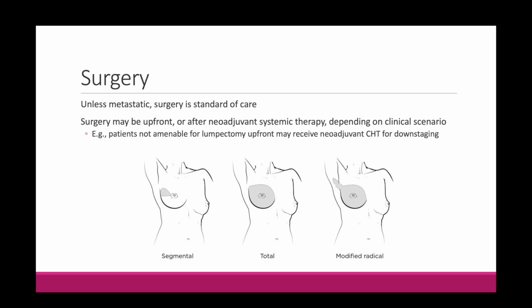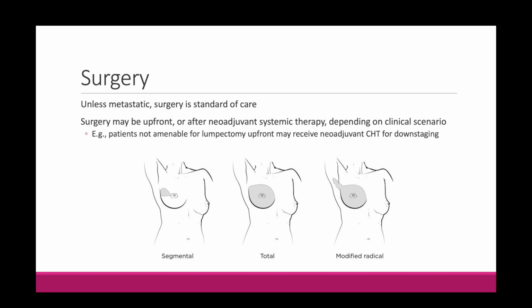what's known as segmental mastectomy or lumpectomy followed by radiation, with the understanding that that provides equivalent outcomes compared to a modified radical mastectomy. And so nowadays, we're seeing more and more patients, and this is probably the most common type of surgery you'll see, this lumpectomy or segmental mastectomy with a breast conserving approach.